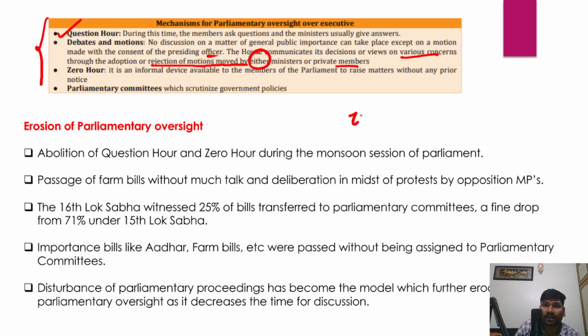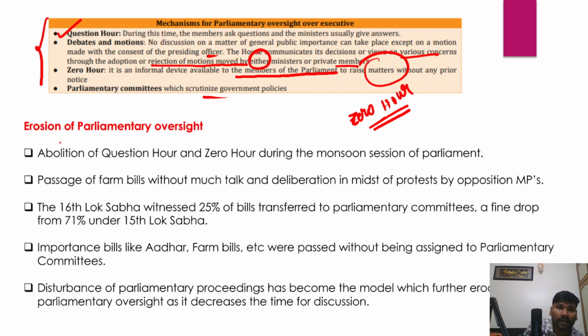And apart from that, we should also understand about the Zero Hour as well. So when we talk about this Zero Hour, it is considered as an informal device which is available to the members of parliament to raise matters without any prior notice. And in fact, parliamentary committees also scrutinize government policies, and they can also hold the government accountable as well.